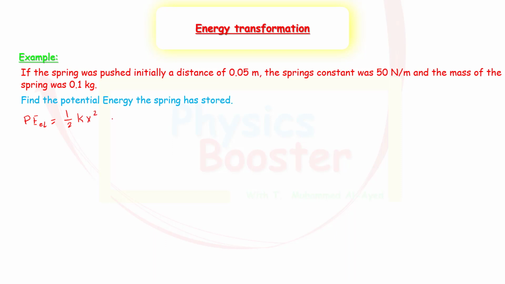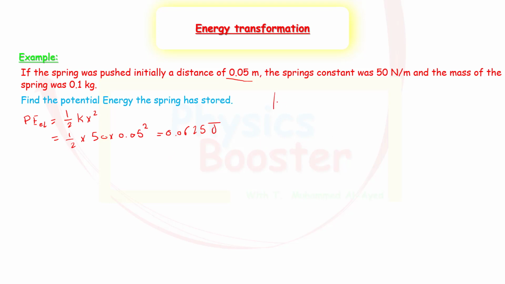kx squared. And we can say that it's equal to half multiplied by the spring's constant, which is given in the example as 50, multiplied by x. X is the change in the length of the spring, and it said that the change in the length of the spring is equal to 0.05 meters, so we will multiply it by 0.05, and this is squared. Do not forget the squared. This will give us an answer equal to 0.0625 joules.